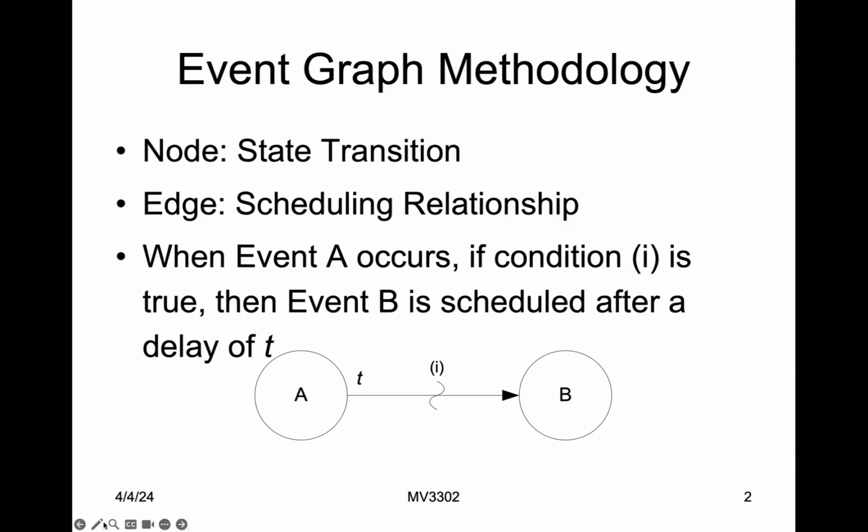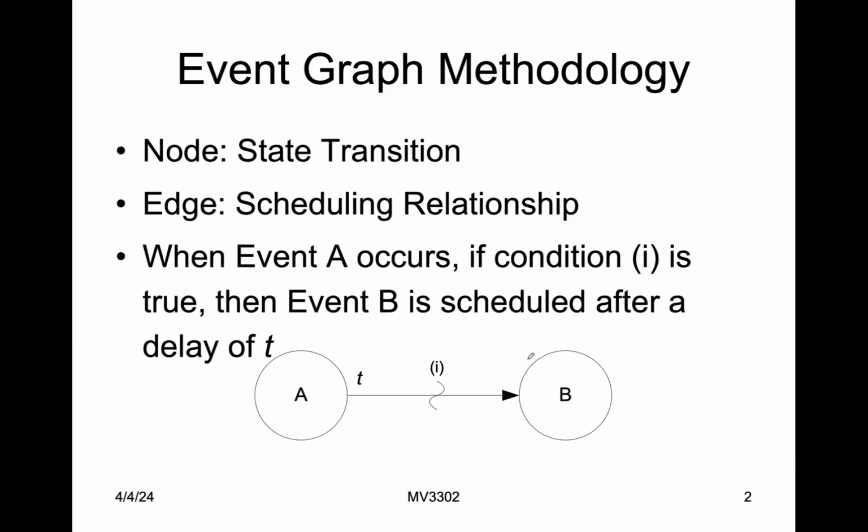And so in event graphs, we have the nodes, which are the circles, and those represent the state transition piece. The edge, or the arc, represents the scheduling relationship. And this is the canonical form, if you will. And here's how it works: this is event A, and that stands for its state transition, and this is event B, and that stands for its state transition.